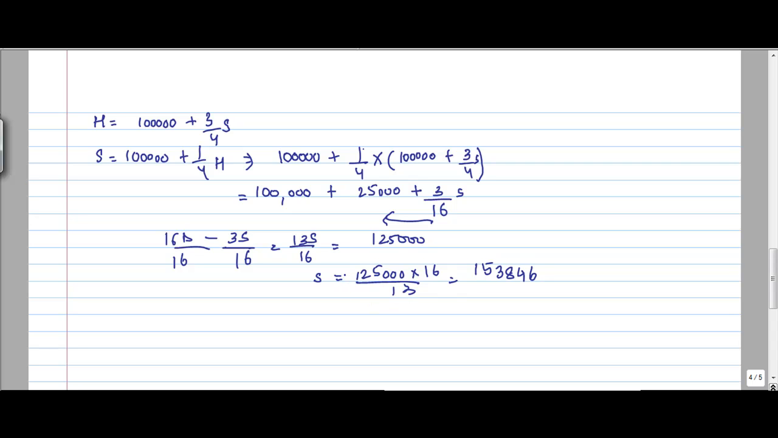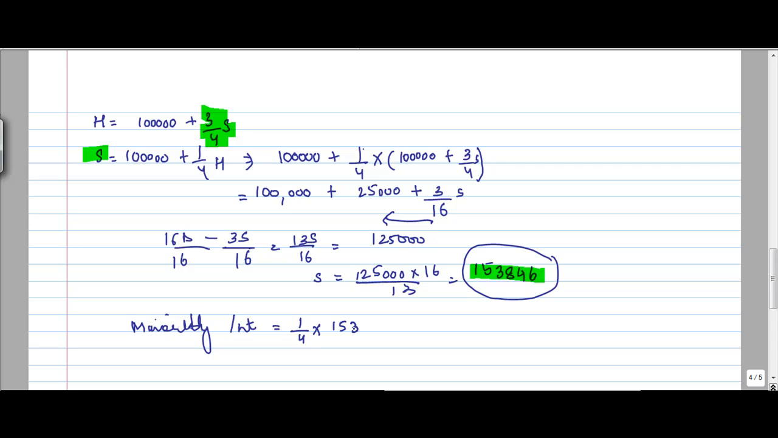Okay. This is because of the rounding off. Some difference might come for a rupee or something that we will take care of. Now let's see what is the minority interest out of it. Minority interest, please note, as I had said earlier also, the minority interest is available in case of S only. Because 3/4 of S is held by H, so 1/4 is the minority interest. 1/4 into 153,846. This will give you 38,460. Okay.